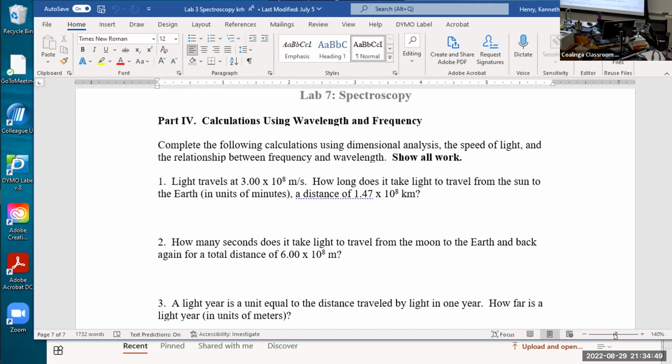Okay, so what's my given? So I heard somebody say a distance of what? Distance of 1.47 times 10 to the 8 kilometers.